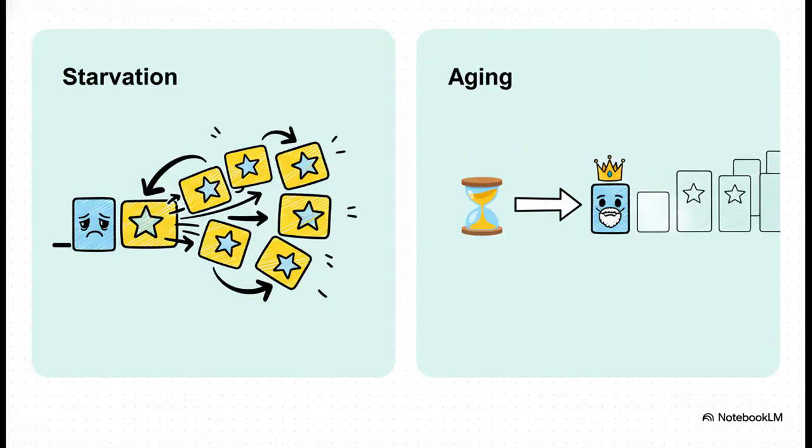This creates a dangerous new problem, starvation. See, if high-priority tasks just keep arriving, a low-priority process might get pushed back in line over and over again and literally never get a chance to run. To prevent this, systems use a really clever trick called aging, where a process's priority slowly increases the longer it's forced to wait, which eventually guarantees it'll get a turn.